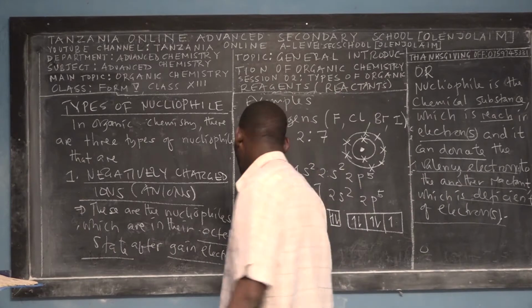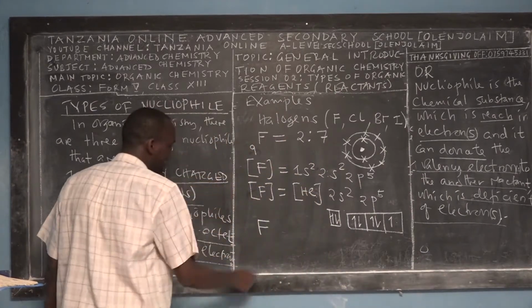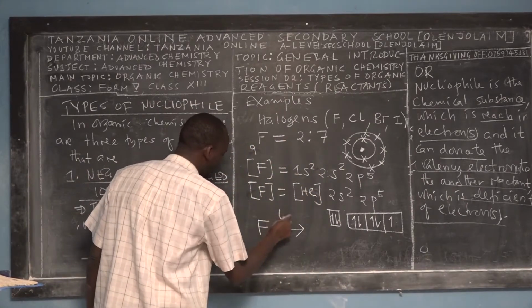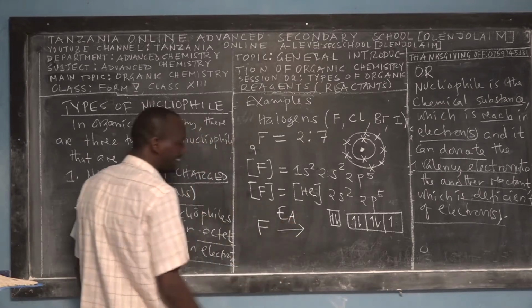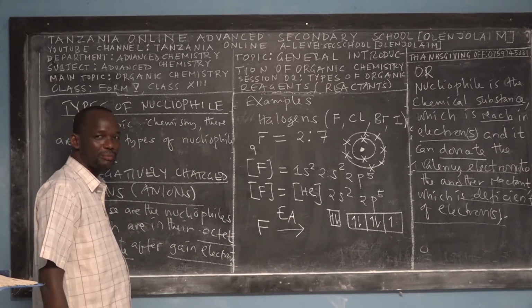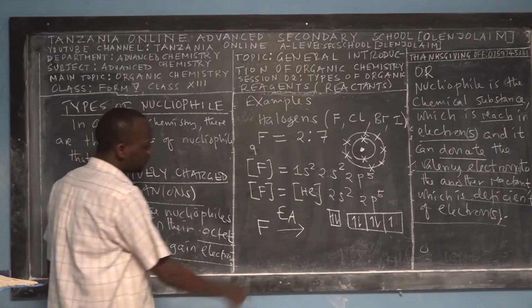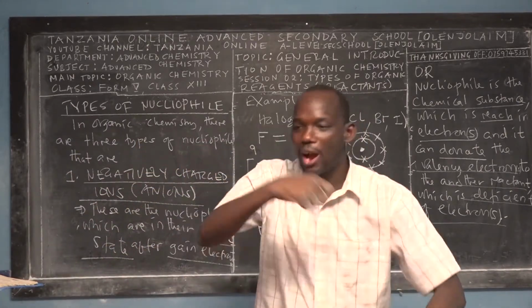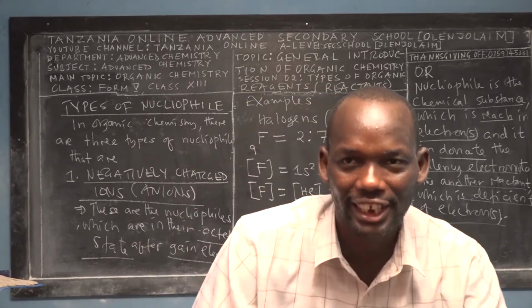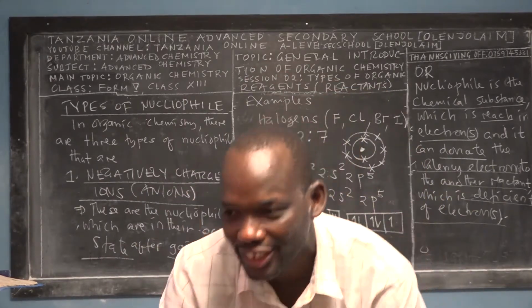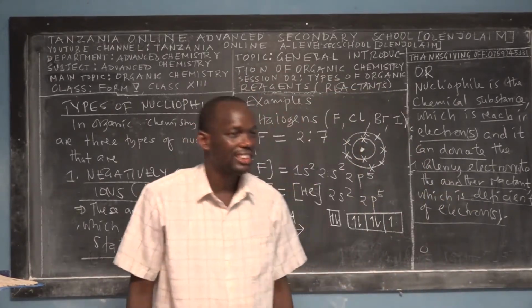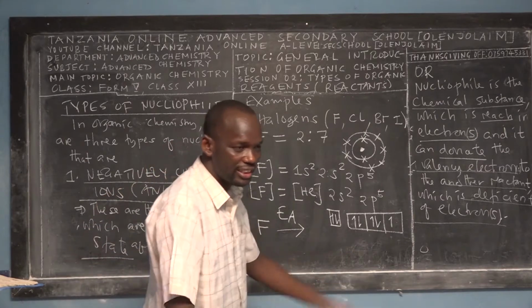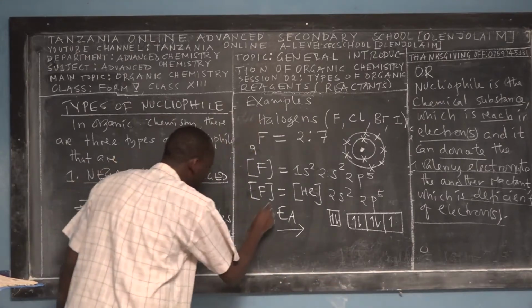Now fluorine, if you give it electron affinity, then it gains an electron. That's how chemistry relates. Chemistry is beautiful, my dear students. Fluorine needs only one electron, so we give it the first electron affinity, because there are two types of electron affinity: first and second. I don't know if there is a third. You can tell me in the comment section.